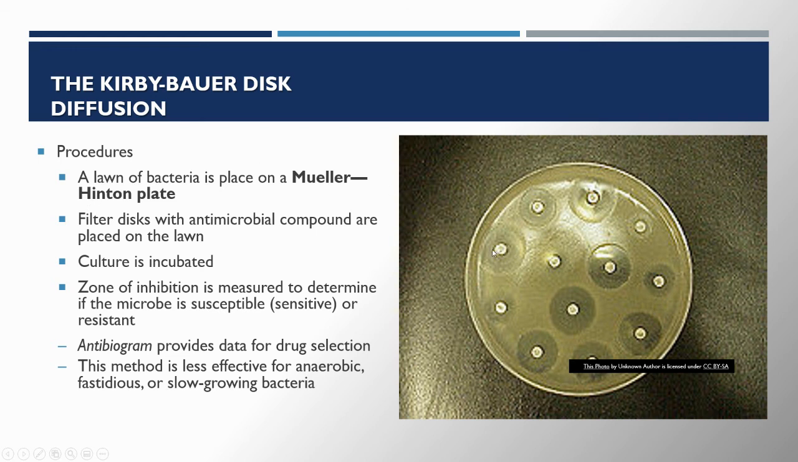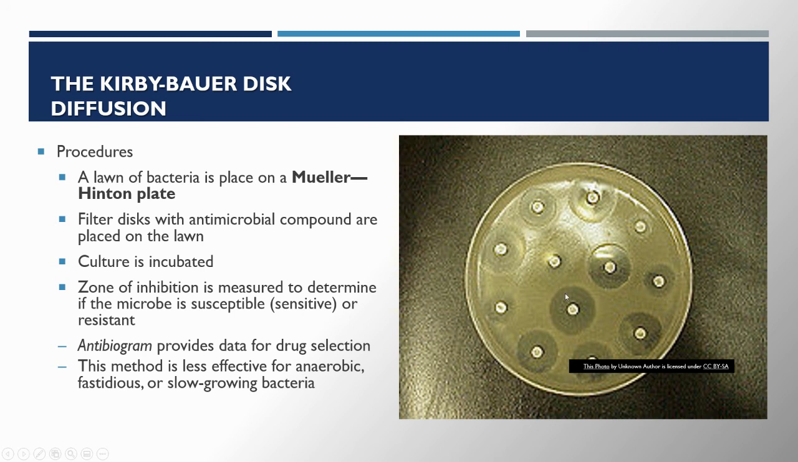So we place filter discs with the antimicrobial compound and a specific dosage, a specific amount, after we've laid a lawn of the bacteria. This plate's inoculated by taking a sterile swab and just spreading that sample everywhere. Then we put these filter discs on the plate and we culture it. If the organism's able to grow right up to the disc, like here, then this antibiotic's not effective against this organism. So it'd be one organism per plate.